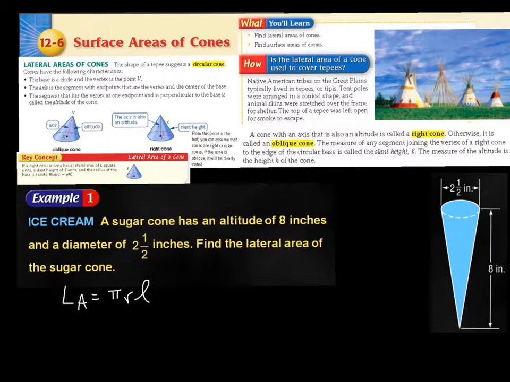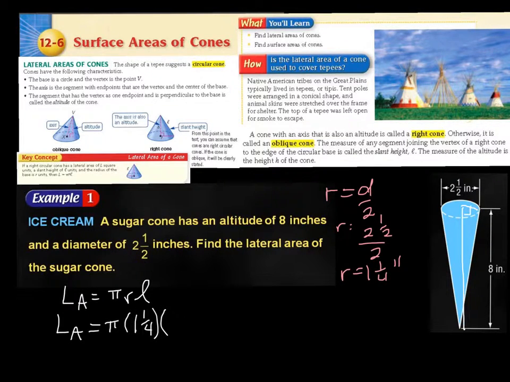A sugar cone has an altitude of 8 inches and a diameter of 2.5 inches. Find the lateral area of the cone. Well, first of all, I'd like to know what the radius is. If I take 2.5 divided by 2, I get 1.25 inches. So I still have to find the slant height. Okay, they gave me the altitude is 8.